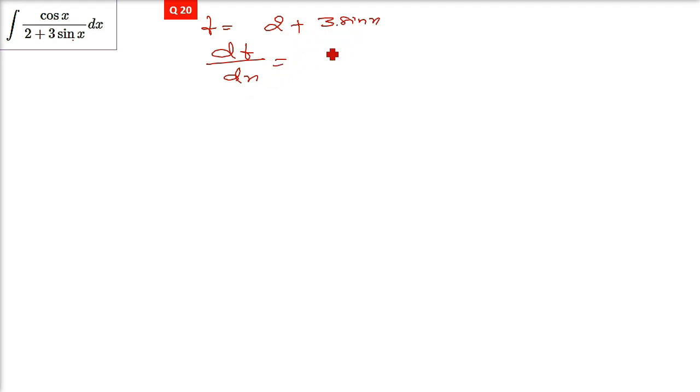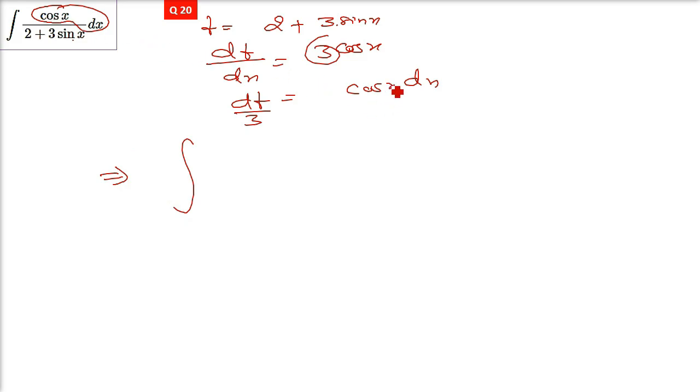Now differentiate it. dt by dx will be 3 cos x. So this cos x into dx is what? Now multiply this. dt will be equal to 3 cos x dx, so cos x dx is dt by 3, and this 3 will come in the denominator. So wherever you have cos x into dx, just write dt by 3. 1 by 3 you can take outside the integration symbol, and dt divided by t.